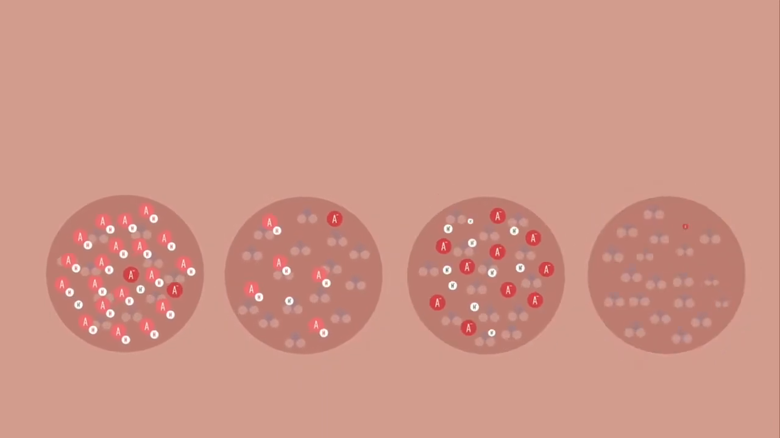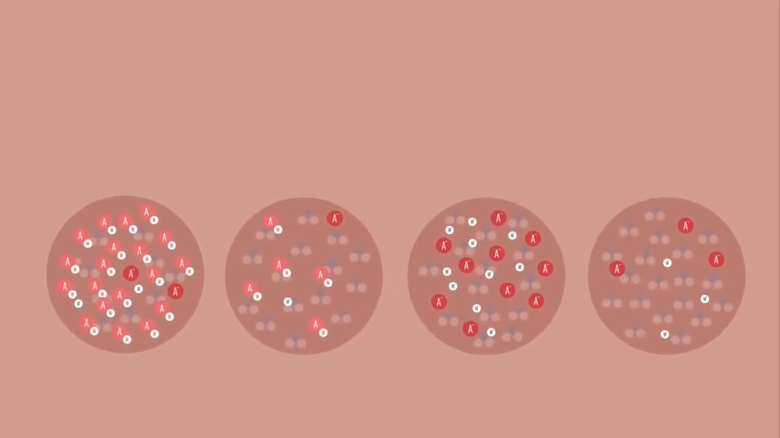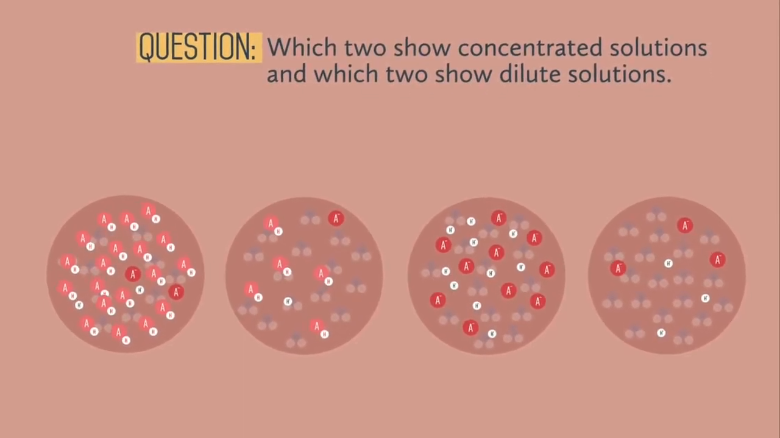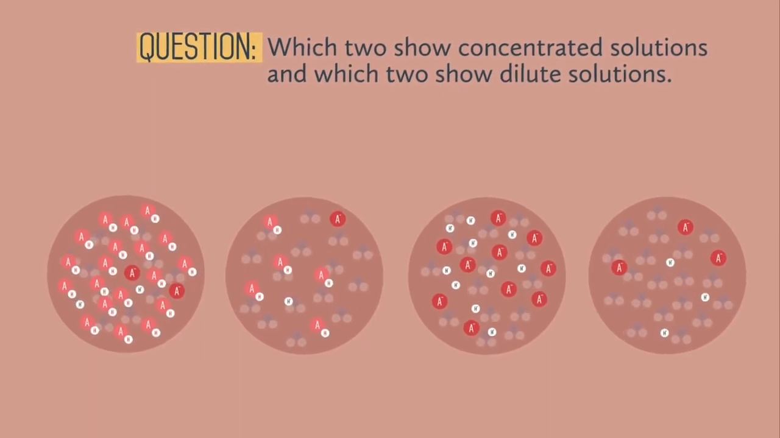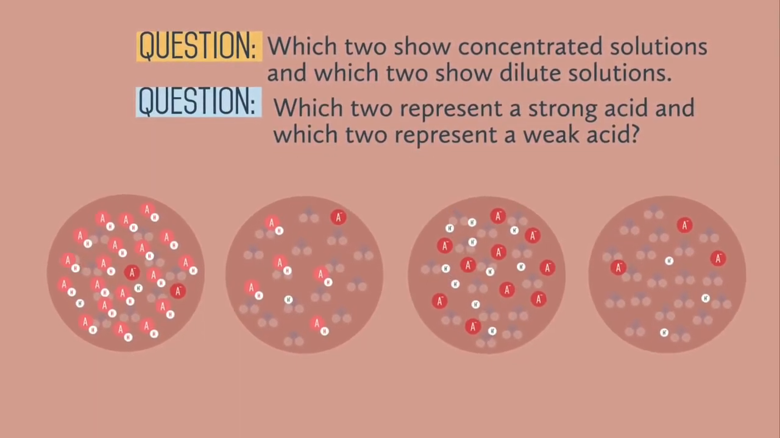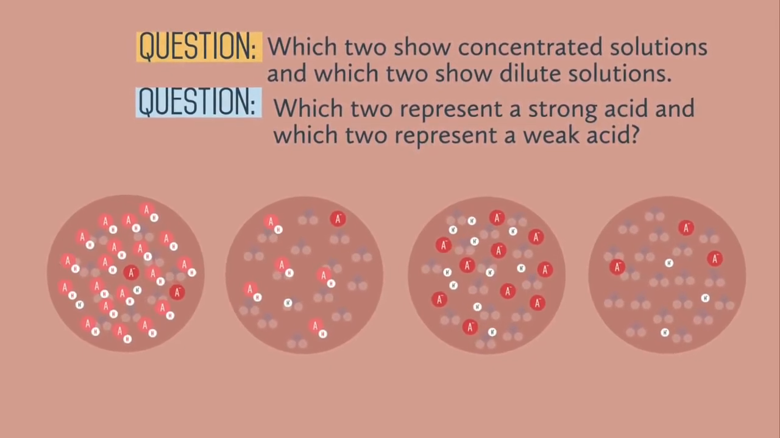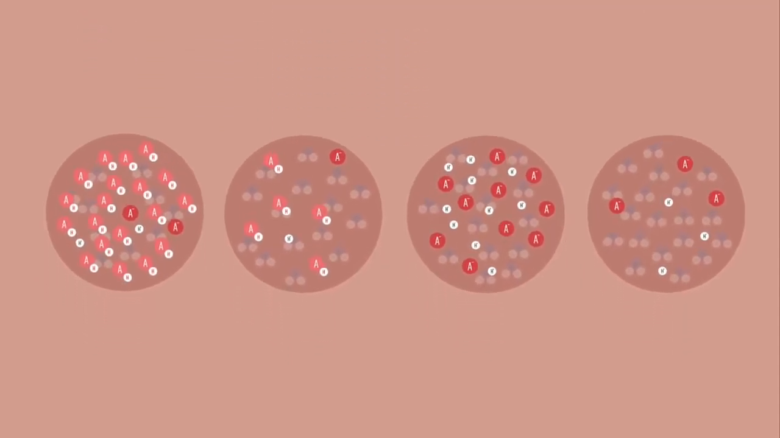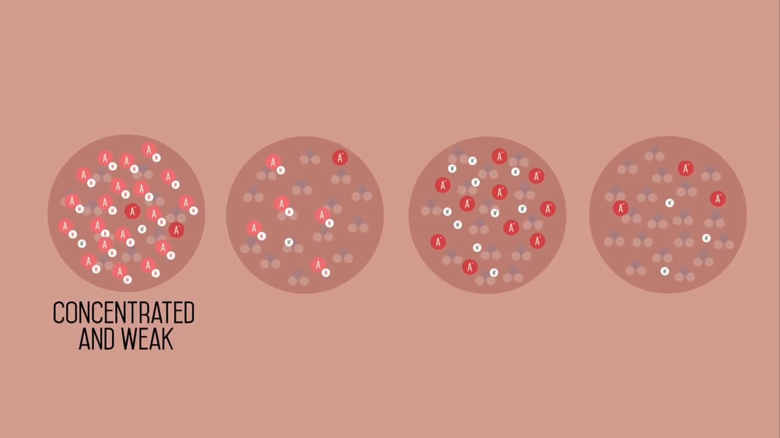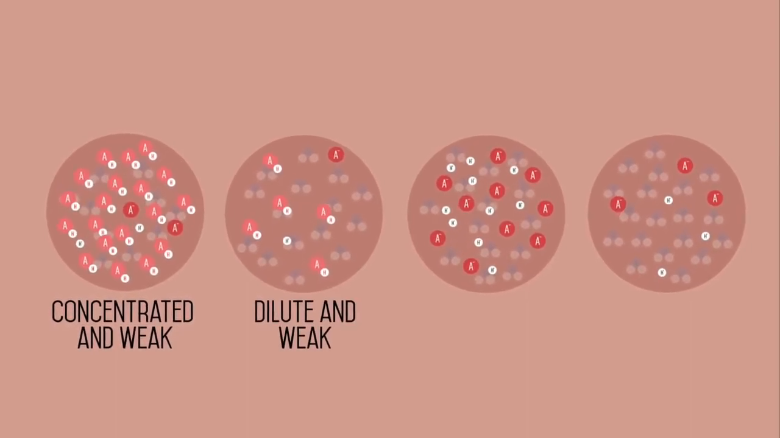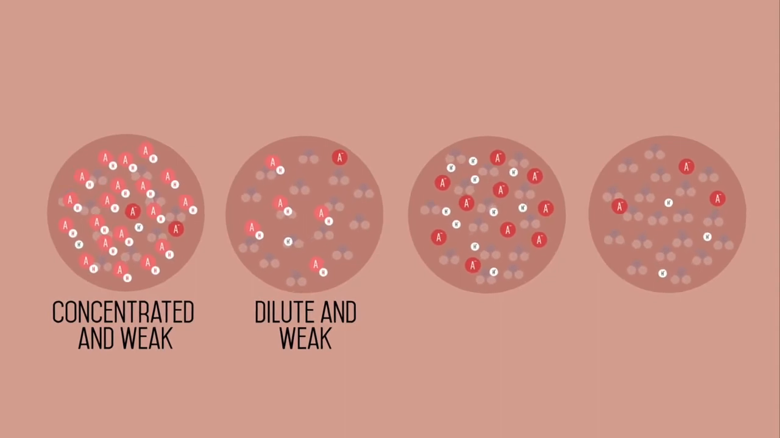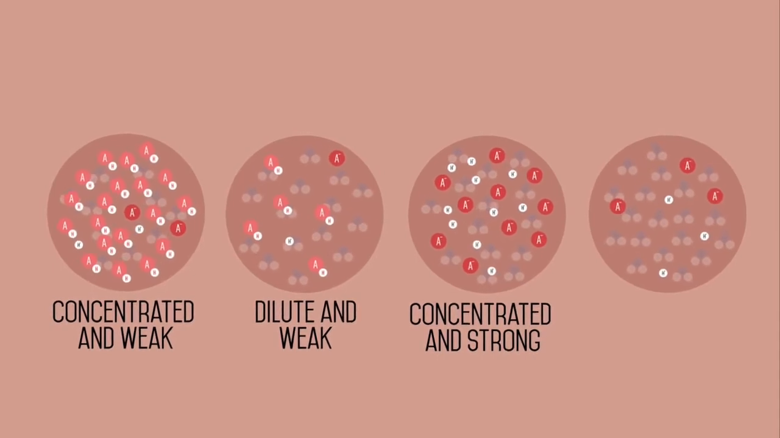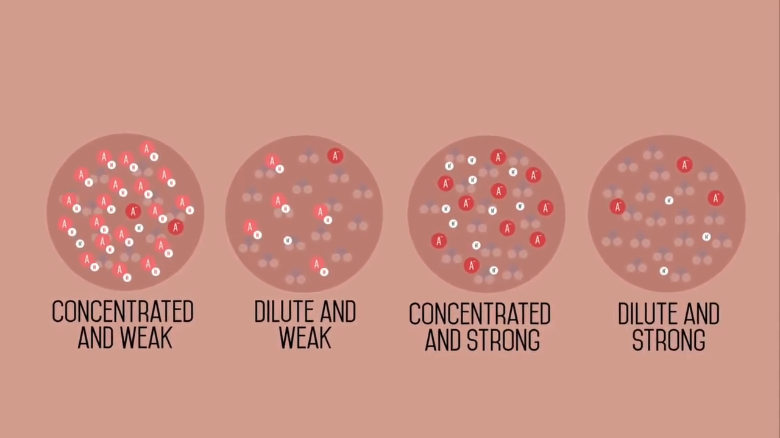So a little test to summarize. Here are the 4 pictures that you saw earlier of some acids dissolved in water. Can you say which 2 show concentrated solutions and which 2 show dilute solutions? And can you say which 2 represent a strong acid and which 2 represent a weak acid? Pause and think. Well, here is the answer. A is both concentrated and fully dissociated, so strong. B is also concentrated but not fully dissociated, so weak. C is dilute but strong because it is fully dissociated, and D is dilute and weak.